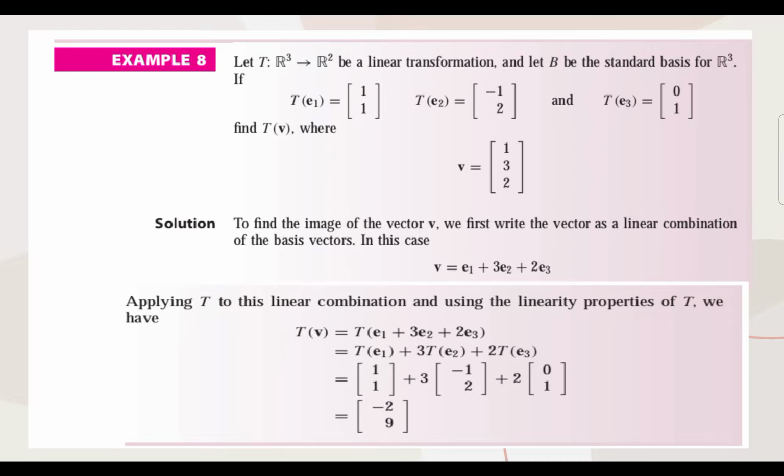Then we substitute the values of T of e sub 1, e sub 2, and e sub 3. We have (1, 1) plus 3 times (negative 1, 2) plus 2 times (0, 1). So T of V equals (1 plus negative 3 plus 0, then 1 plus 6 plus 2). We get (negative 2, 9). So we come up with the answer of (negative 2, 9).